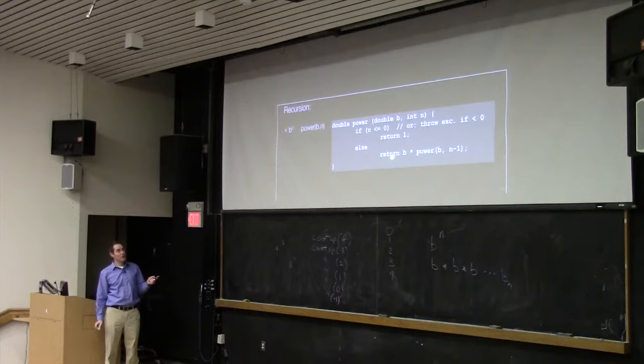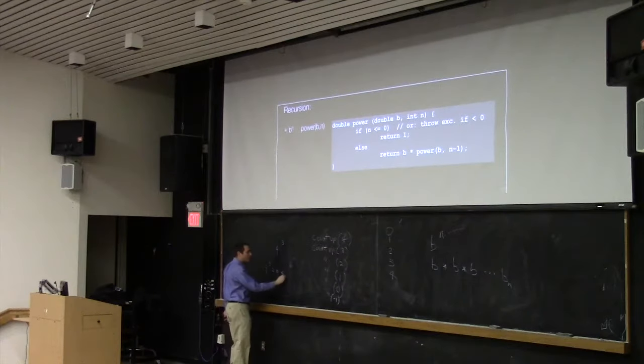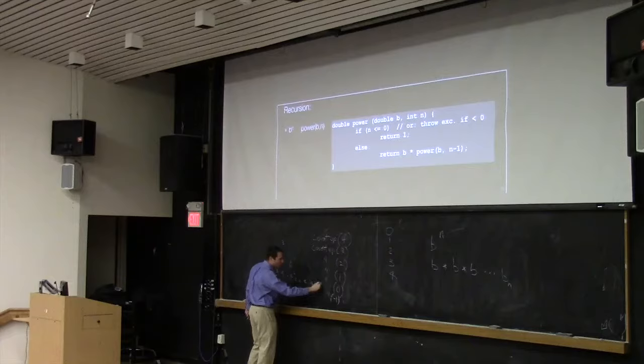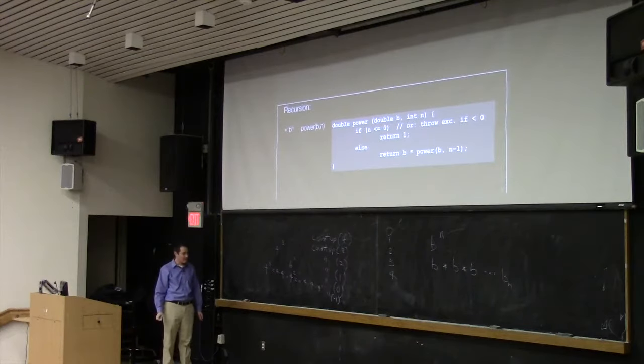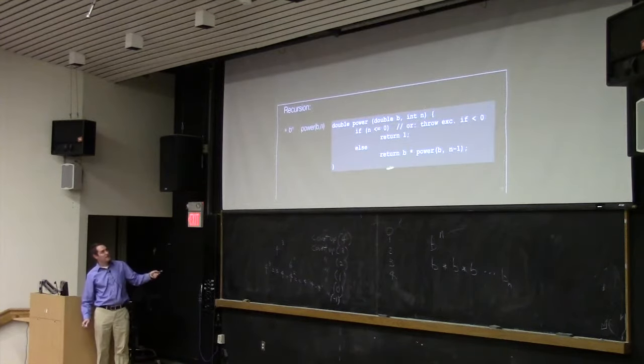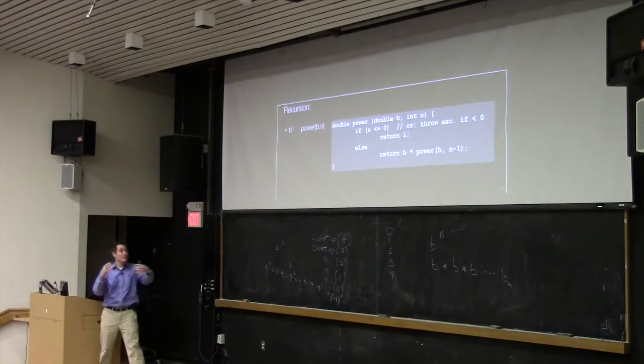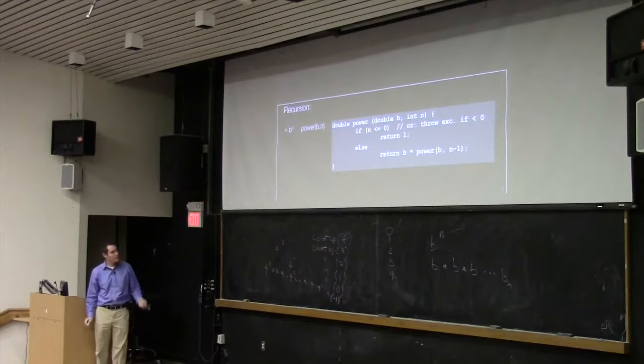Otherwise, in the else statement, we return b times power of b, n minus 1. Because 4 cubed is the same as 4 times 4 squared, which is the same as 4 times 4 times 4 to the 1, which is the same as 4 times 4 times 4 times 4 to the 0. It's exactly the same thing. That's why this is a very short function. The interesting part is that you're actually returning something every time: b, which was passed in, times power of b, n minus 1. Would you ever write this? Probably not. Because again, you're worried about stack overflows and having too many things going on at once in your stack.